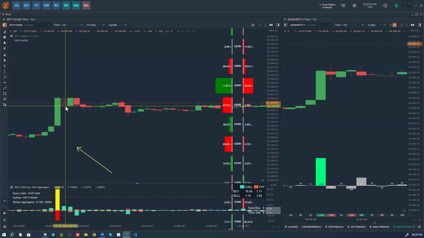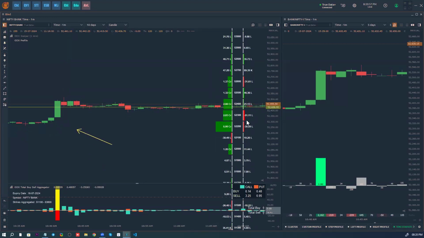The candle is a red candle. This candle is a red candle. But if I click here, you can see there is buying in the options. There is buying on the call side. Okay? There is buying happening on the call side. The market is not going up.